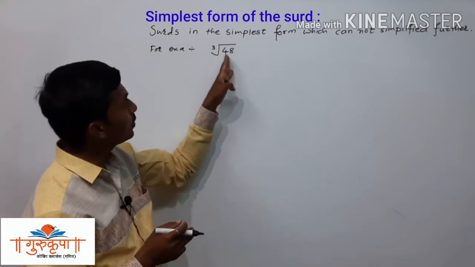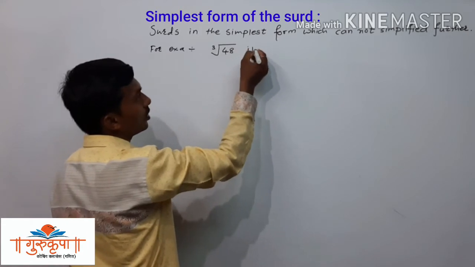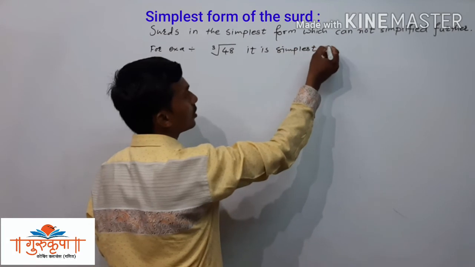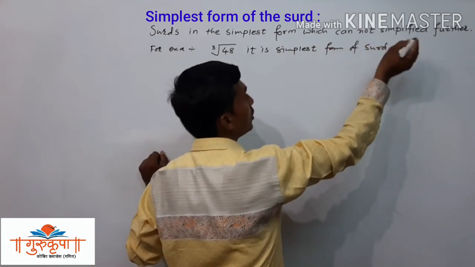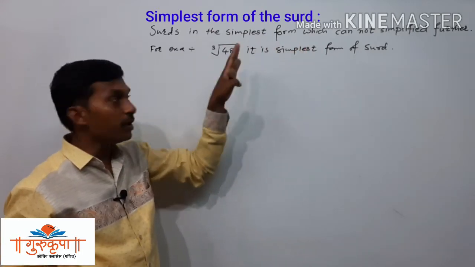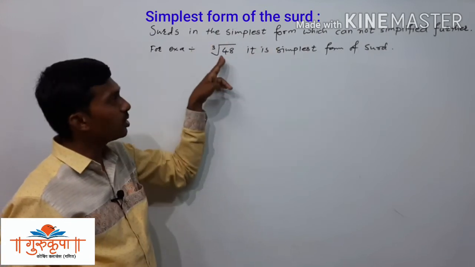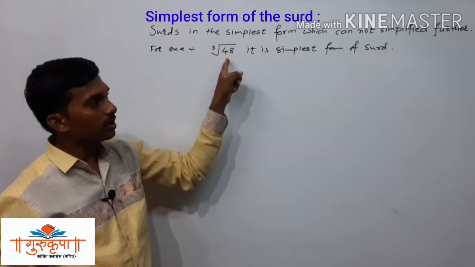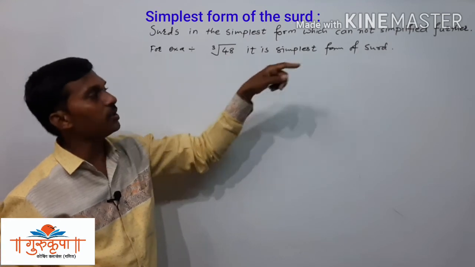Since this is the simplest form of the surd, we are unable to simplify this further. And if we were able to simplify this further, then this would not be the simplest form of the surd. Here we are unable to simplify this given surd since it is the simplest form.